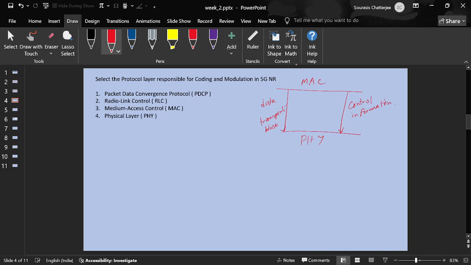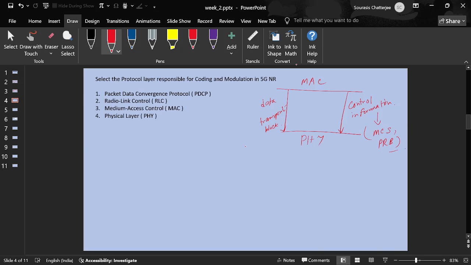And why is the control information required? To get the knowledge of what the MCS is and how many PRBs you have to use. Okay, so the control information is like MCS and PRB index, like this. Fine.